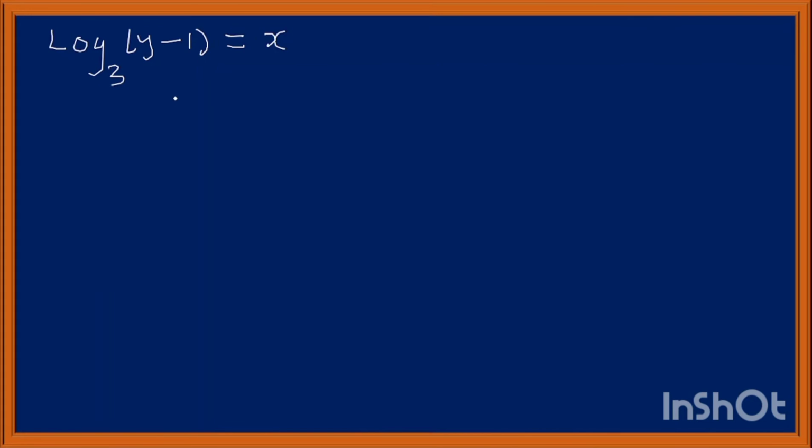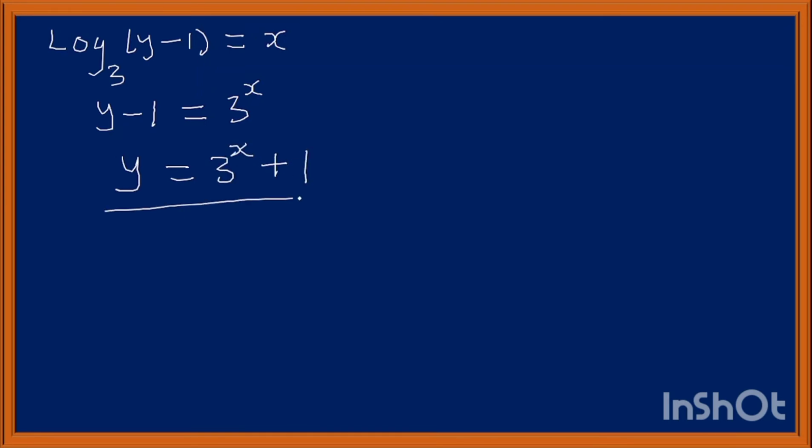So we convert this to its index form. We have that y minus 1 is equal to 3 to the power of x, 3 being the base. Because we are making y the subject of the formula, we take minus 1 to the right hand side. So y is equal to 3 to the power of x plus 1. So this is the answer, the value of y in terms of x.